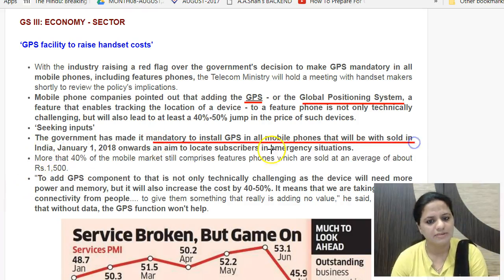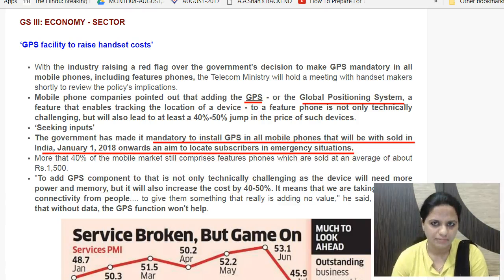Means sold in India, even if they are imported, GPS should be there. The aim is to locate subscribers in emergency situations, especially women. This is a provision which the government has made, but the telecom sector has come up against it, saying that the majority of the people here who buy mobile phones are buying basic mobile phones.